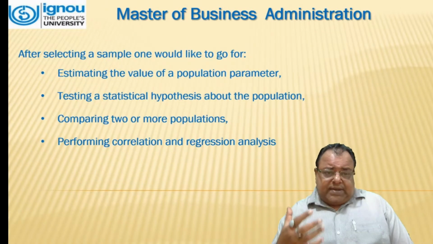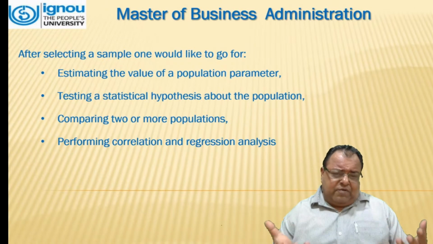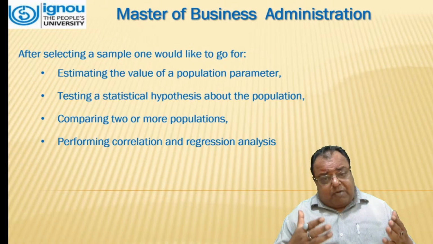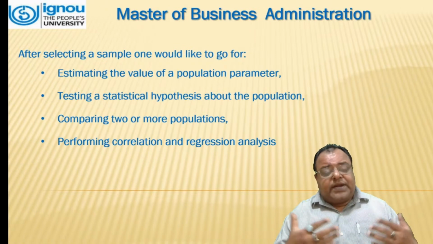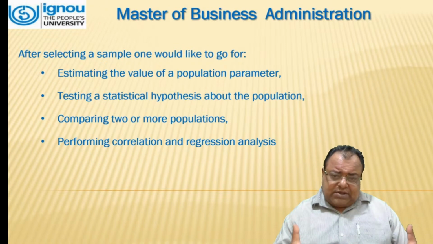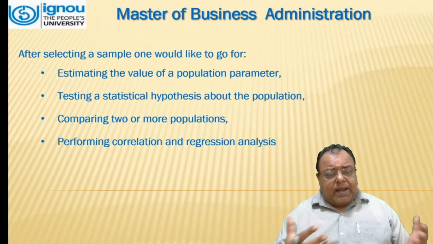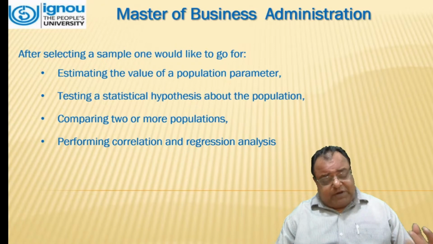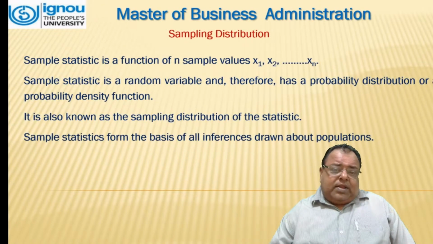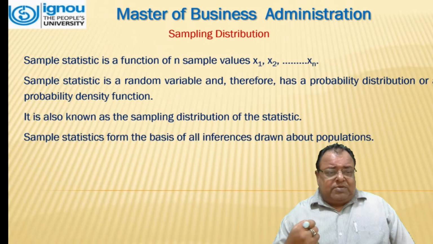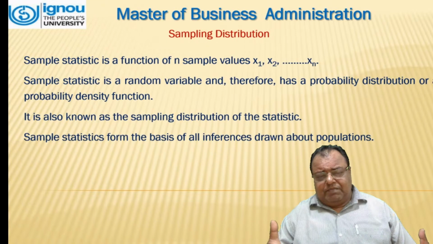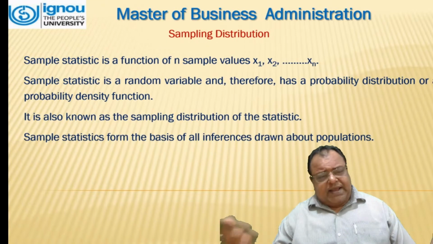After selecting a sample, one would like to go for estimating the value of a population parameter, testing a statistical hypothesis about the population, comparing two or more populations, and performing correlation and regression analysis. This is normally what we do. Sampling, we start with sampling distribution. A sample statistic is a function of n sample values x1, x2 till xn.